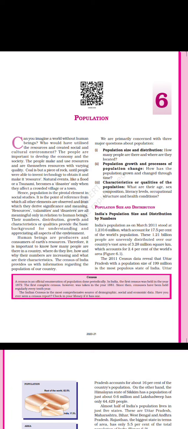It is the point of reference from which all other elements are observed and from which they derive significance and meaning. Resources, calamities, and disasters are all meaningful only in relation to human beings. Their numbers, distribution, growth, and characteristics or qualities provide the basic background for understanding and appreciating all aspects of the environment. Human beings are producers and consumers of its resources.